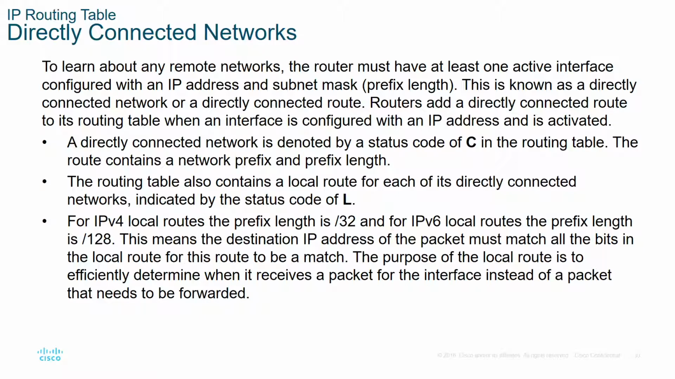The routing table also contains a local route for each of its directly connected networks, indicated by the status code of L. For IPv4 local routes, the prefix length is /32, and for IPv6 local routes, the prefix length is /128. This means the destination IP address of the packet must match all the bits in the local route for this route to be a match. The purpose of the local route is to efficiently determine when it receives a packet for the interface instead of a packet that needs to be forwarded.